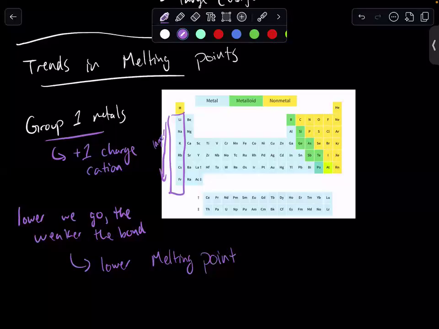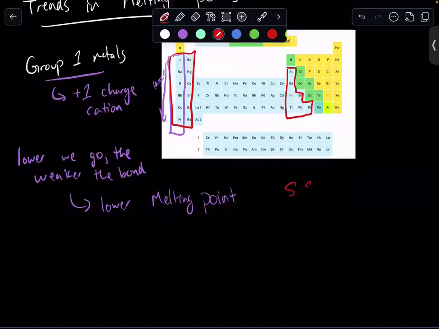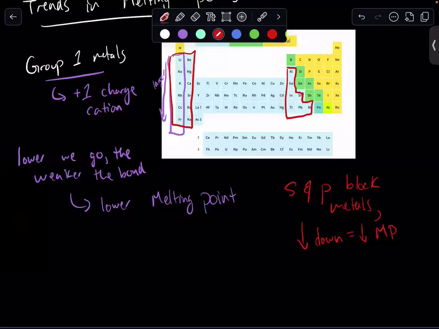So when we look at our metals, specifically the s and p block metals, the lower down is also a lower melting point, because once again they're going to be larger, and therefore they're going to have a weaker force or a weaker bond holding them together.